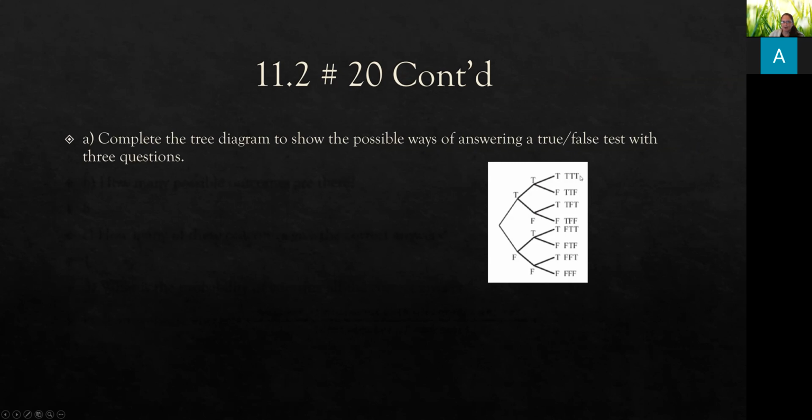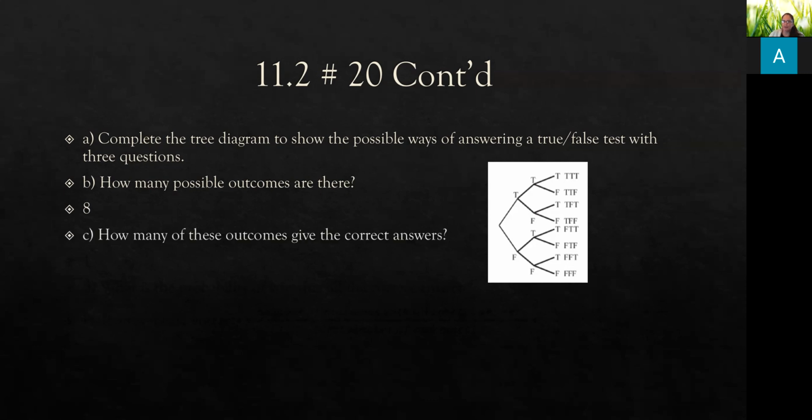All right, so you could do true on all of them, true, true, false, true, false, true, true, false, false, false, true, true, etc. How many possible outcomes are there? Well, we can just count 1, 2, 3, 4, 5, 6, 7, 8. There's 8 possible outcomes. How many give the correct answers? All right, so the teacher, if they have an answer key, they know that the first one is either true or false, and the second one is either true or false, and the third one's either true or false. There's only one correct answer for all of them.